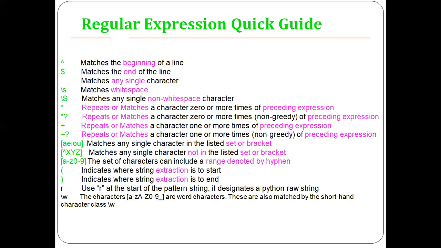And the next one: the list of characters written within the brackets indicates that a single character will be matched, which is listed in the set. Either it matches A, E, I, O, U. Any of these characters will be matched. And not of XYZ, or the negation of XYZ: any character except capital X, capital Y, or capital Z will be recognized, or considered as a valid input.